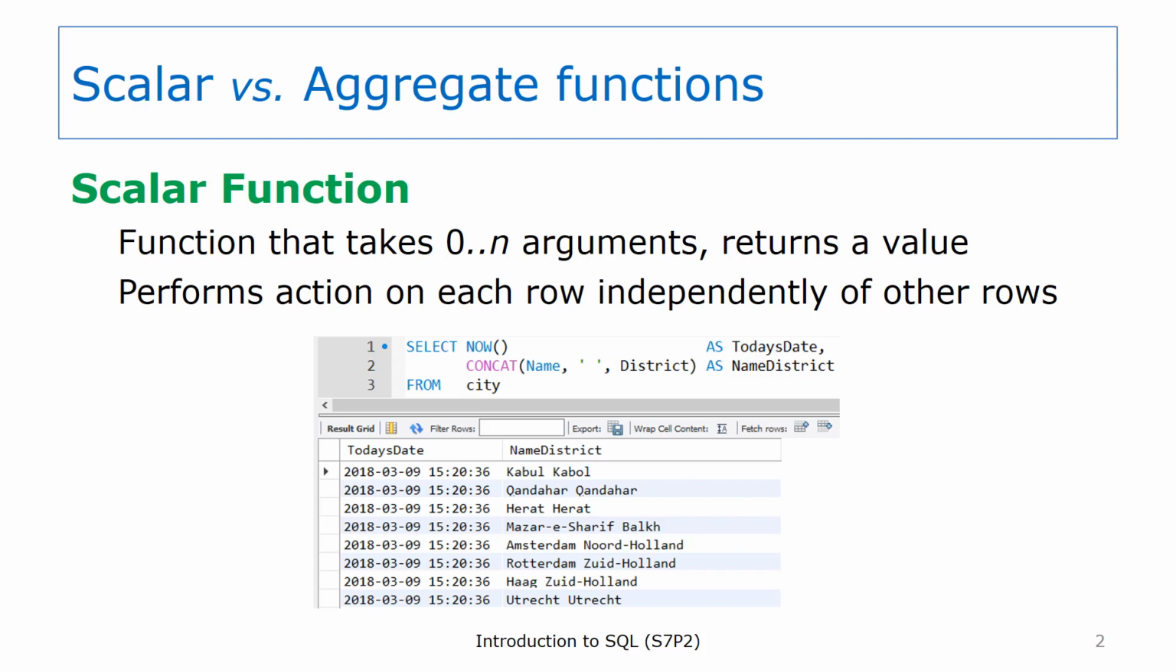In this example, there are 3 arguments for the concat function: the name column, which is the city name, a single blank, and the district. You can see the results in the result grid. You see that the 2 functions are applied to each row in the grid. Each row has a value in the today's date column, which is the result of the now function. Each row also has a value in the name district column, which is the result of the concat function.